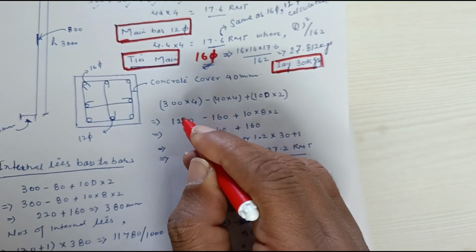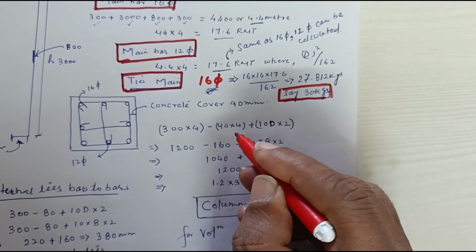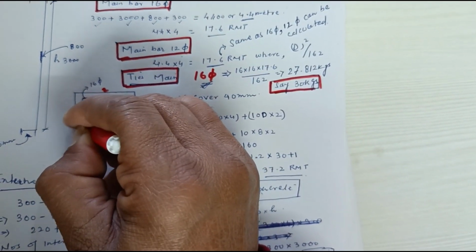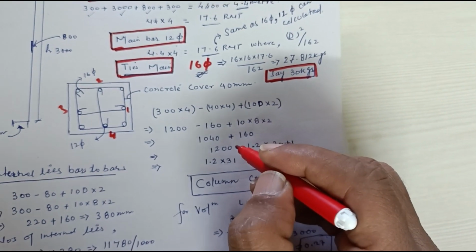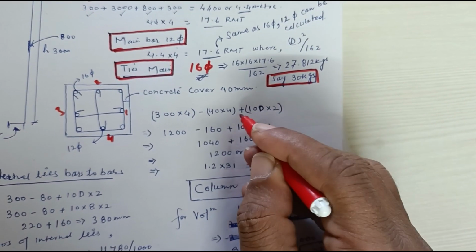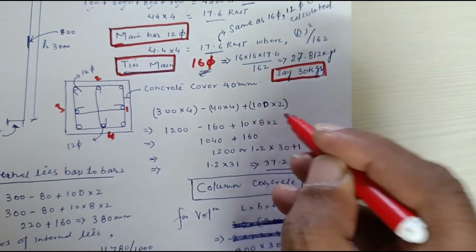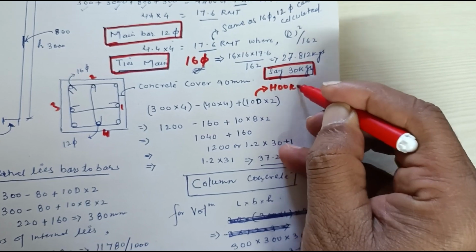As we know, the column size is 300 by 300. Then 300 into 4 minus 40 into 4, because on all four sides, 1, 2, 3, 4 sides, you have to deduct the 40 mm column concrete cover. Then plus 10d into 2. This is what? This is for hooks.